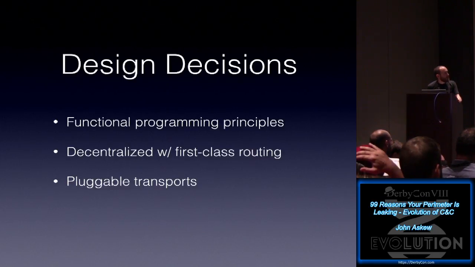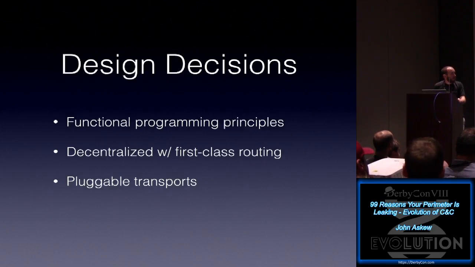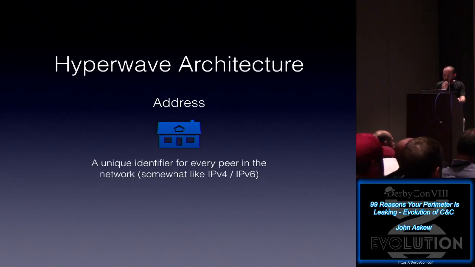Wanted to do something that's decentralized and have first-class routing built in, and move a little bit away from a client-server model, because you could still model a client-server with a decentralized network, but it gives you more of that flexibility. And I wanted to have pluggable transports so that you can change things out, use different types of channels within the same framework. Again, for that flexibility and adaptability. So I'll just go over a few things about the architecture.